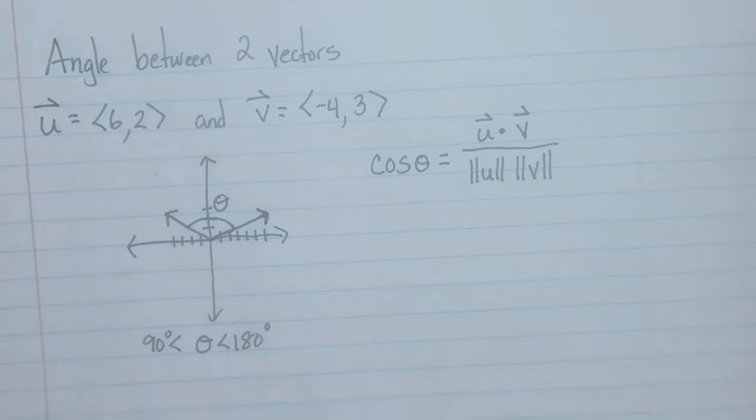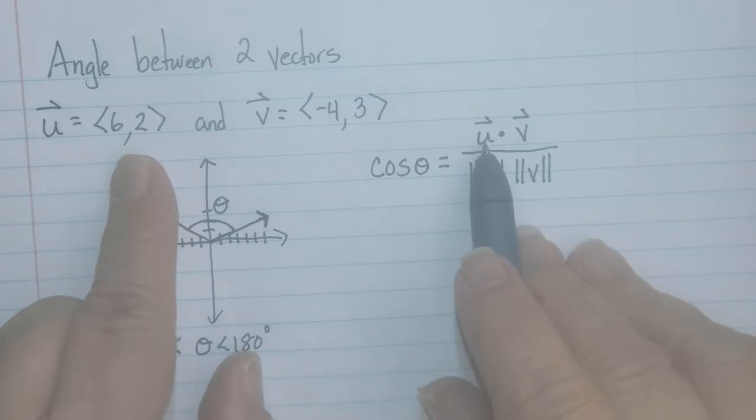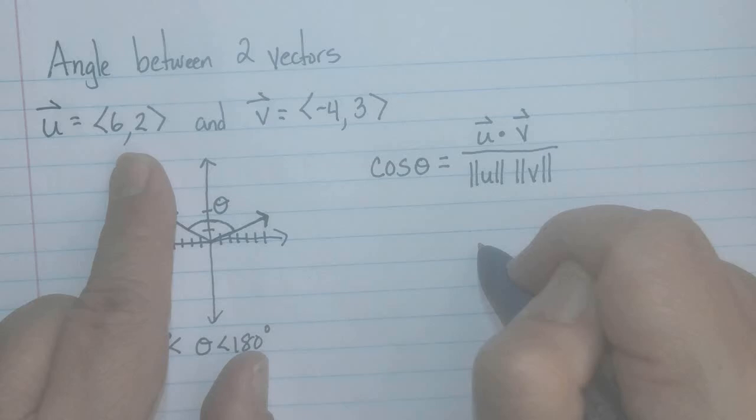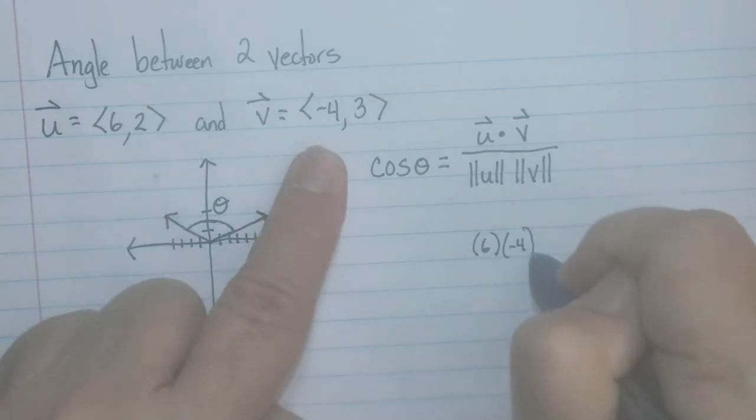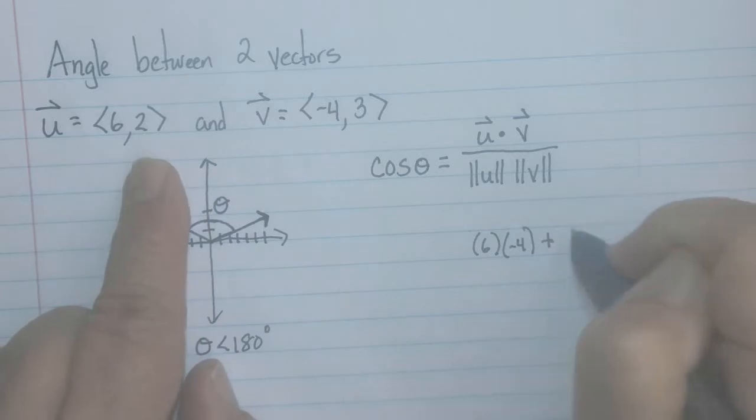Alright, so now let's plug things in. Let's start with our numerator. Our numerator is the dot product that we just learned. So, our numerator is going to be 6 times negative 4 plus 2 times 3.